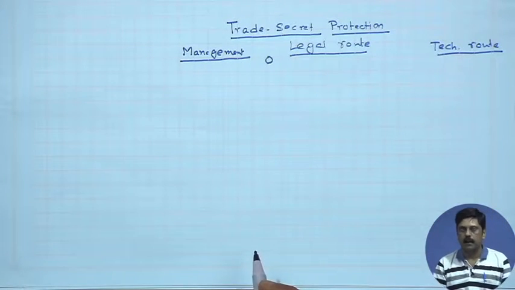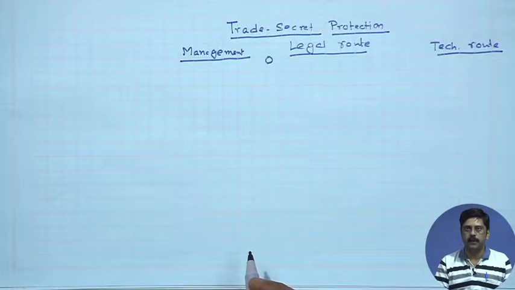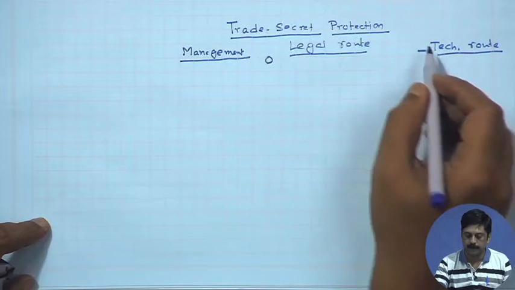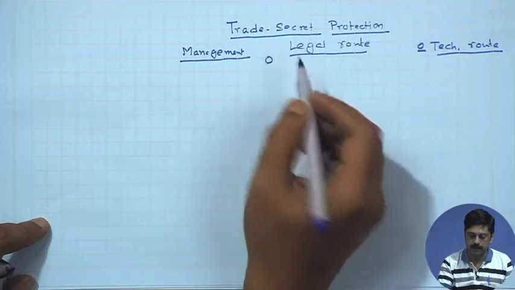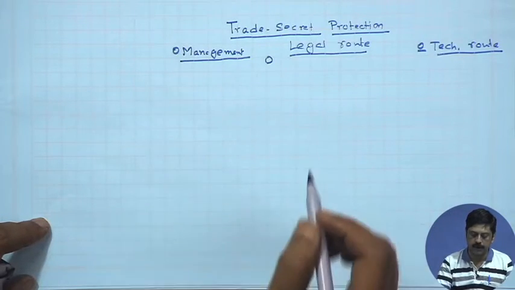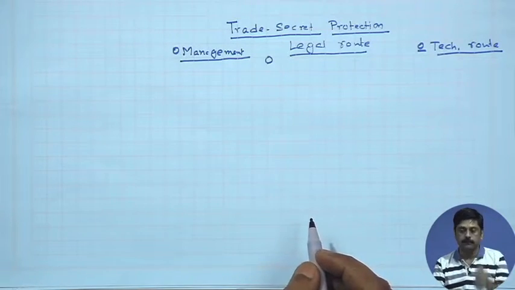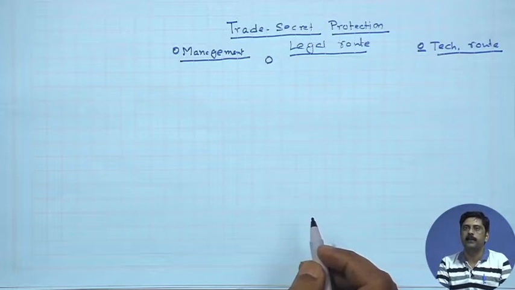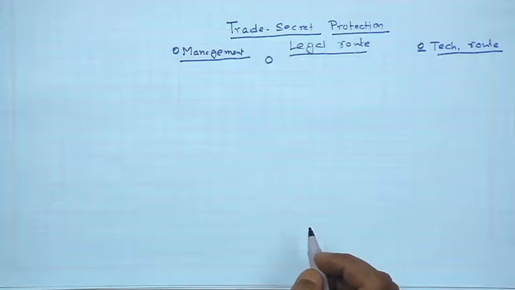So all the three routes are for the protection of what? Information. Along with the legal routes, they will go by the other two routes also, just like when you discussed copyright, you know that there is technology-based protection of copyright-protected work, and law also protects that technology.